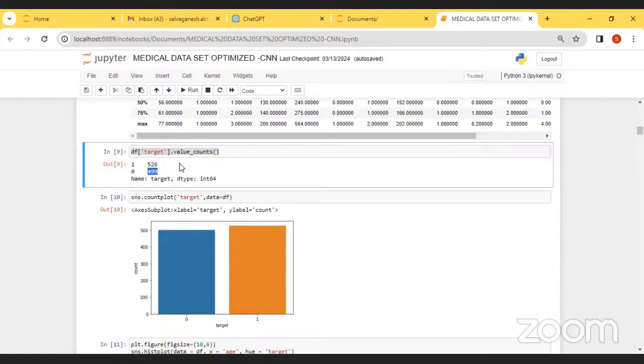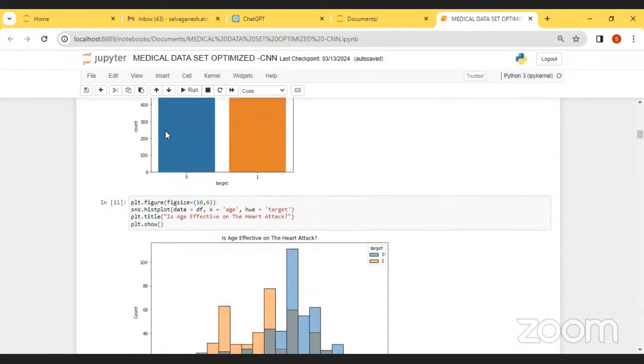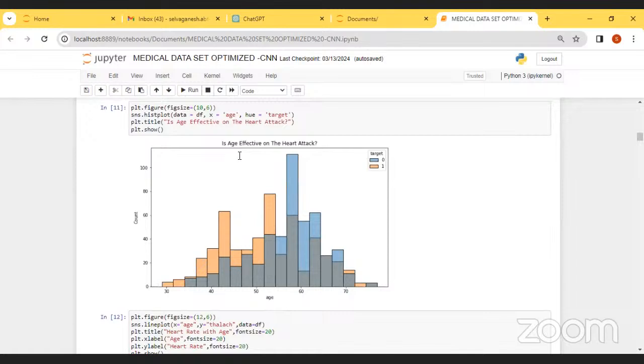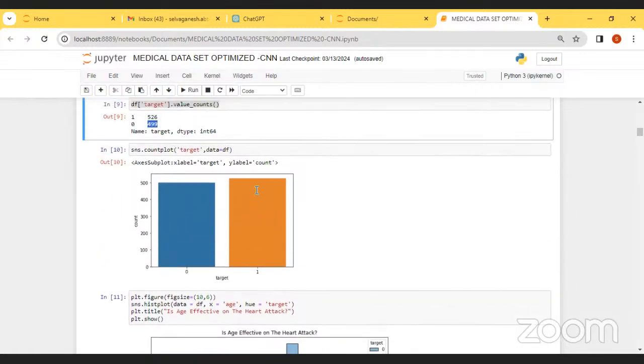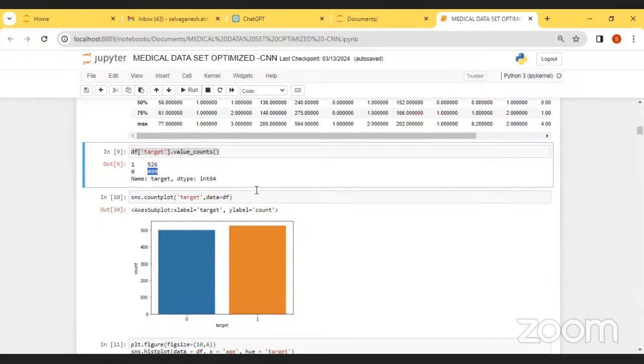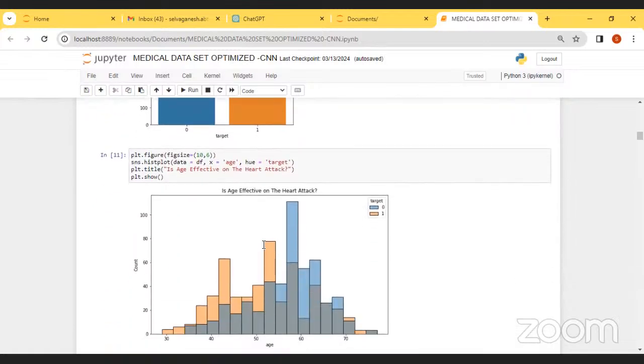So we are splitting the data using the input libraries. After that, based on the target value, it will analyze the age group, and how the age group relates to heart attack. Previously we analyzed that there are 526 persons having heart disease. Those 526 persons are compared with the age group. What are the age groups?